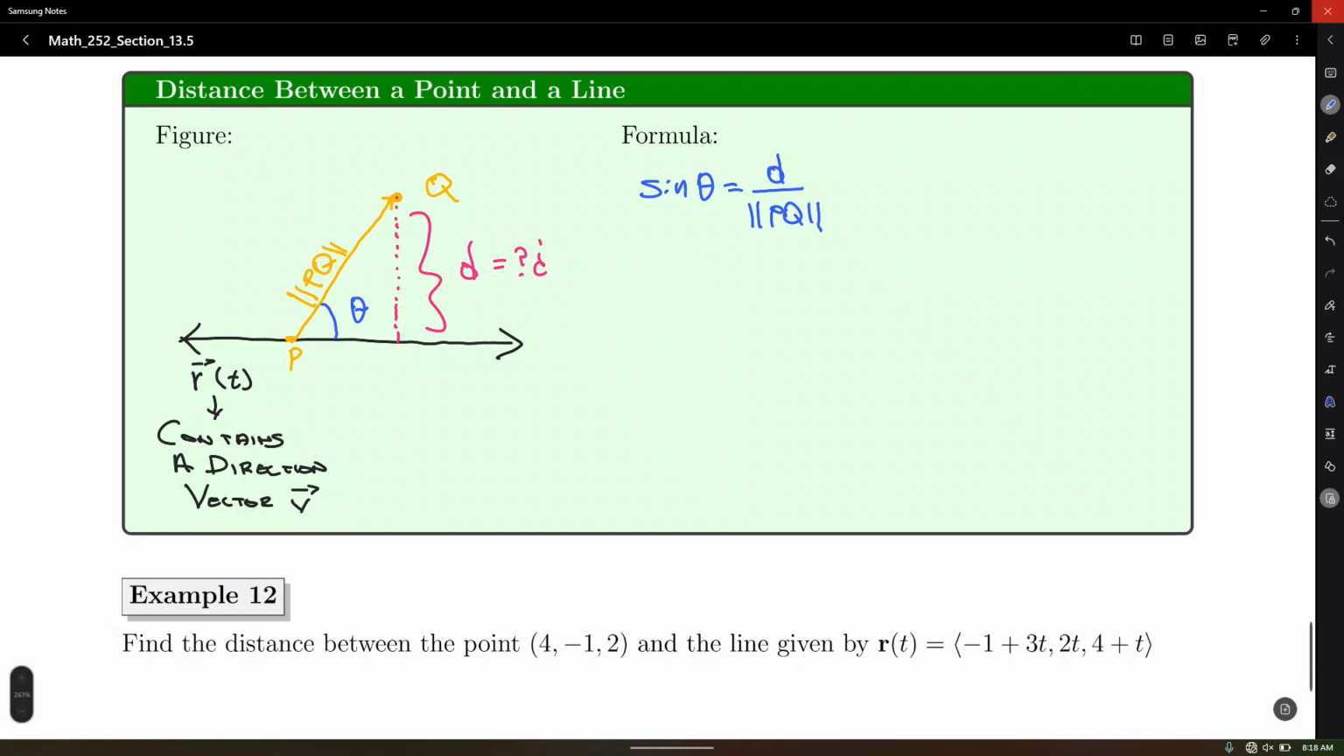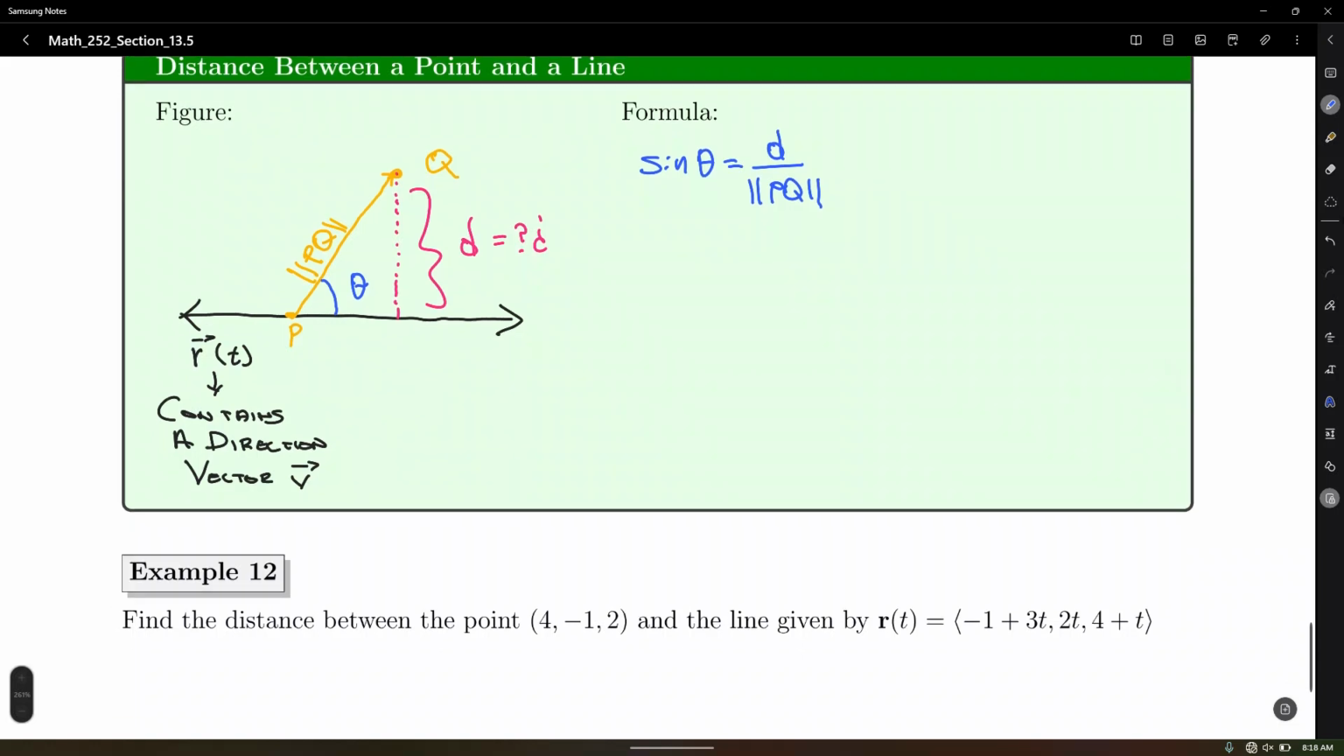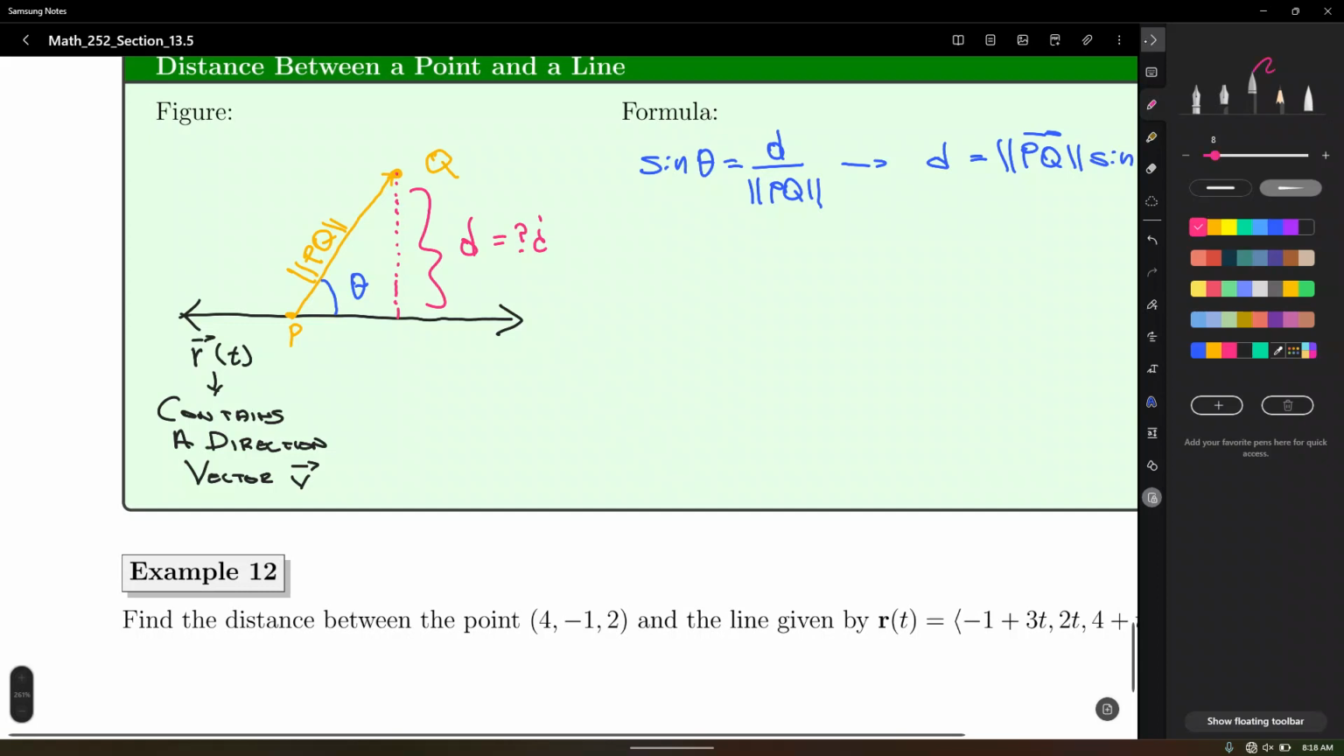In the end we're going to eliminate the angle variable. It's not going to matter in the calculation. So somehow we need to relate this to another formulation involving sine. Let me solve for the distance d right here. So d equals the magnitude of PQ times sine of the angle. And let's save this for later.